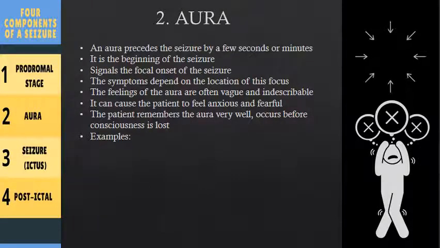Aura. An aura precedes the seizure by a few seconds or minutes. It is basically the beginning of the seizure event. Again, not all patients will have it. It depends on the type of seizure. The aura signals the focal onset of the seizure. The symptoms depend on the location of this focus in the brain.